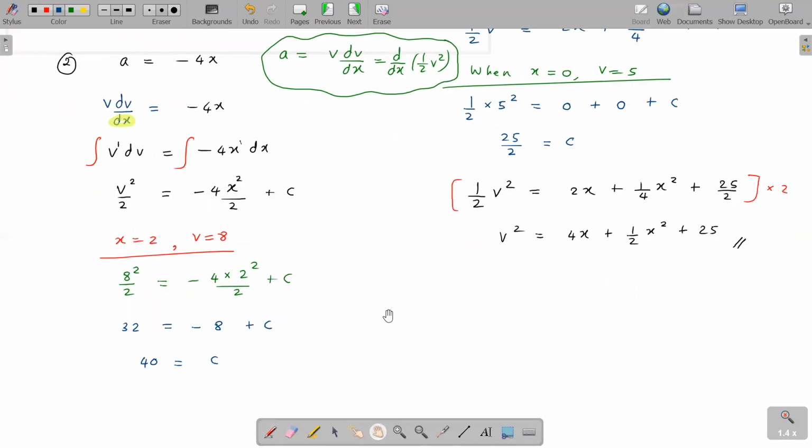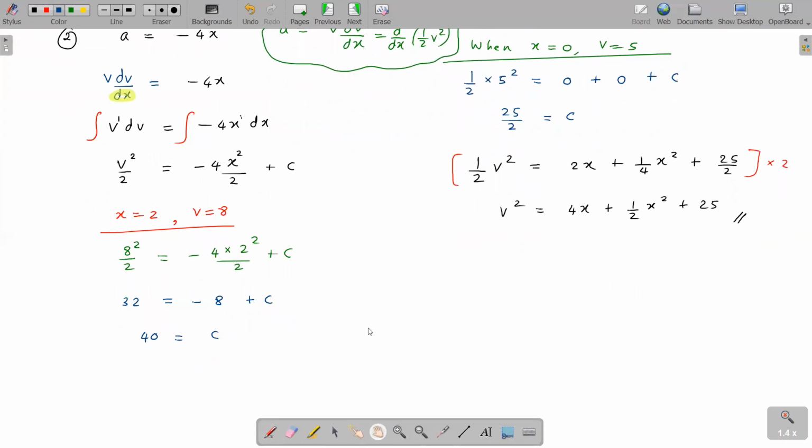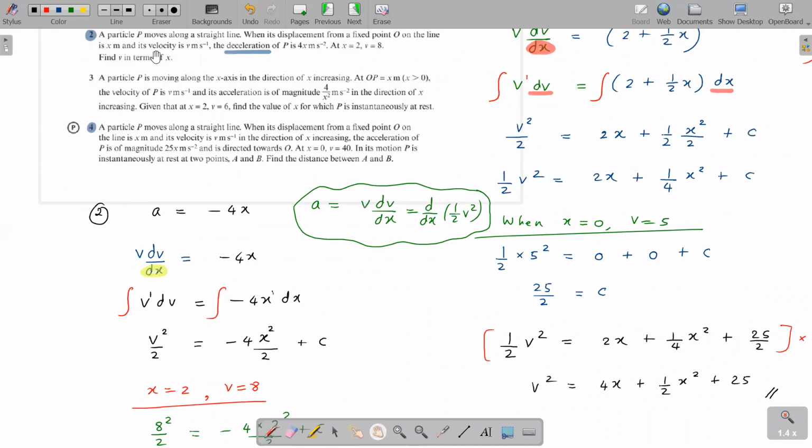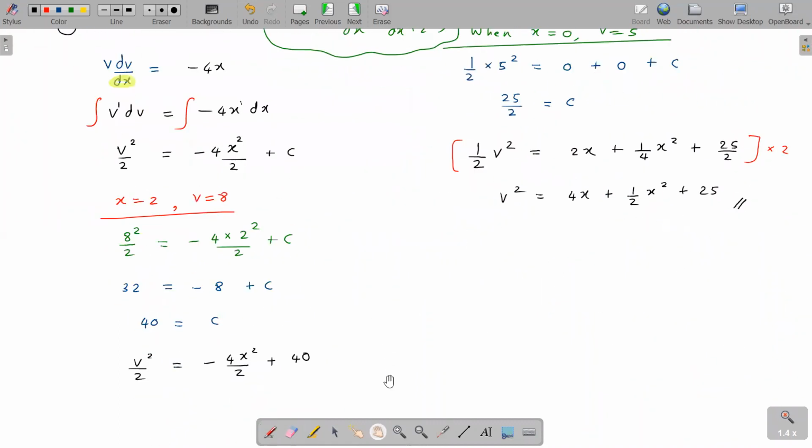So this is the equation relating v. This is the value of c. Input the c value back into the main equation and make v the subject. So you have to input this c value back into this equation. So I get here v square over 2 equals minus 4x square over 2. Actually, we can cut the 4 and 2. Plus c is 40. Okay, and the thing is, they are asking us to get v in terms of x, right? Yeah, find v in terms of x.